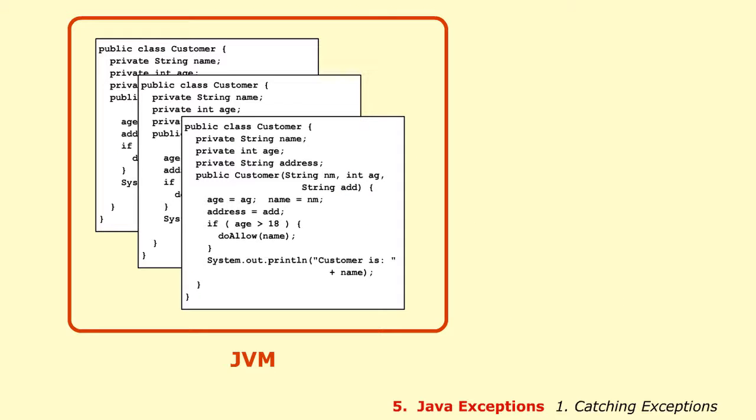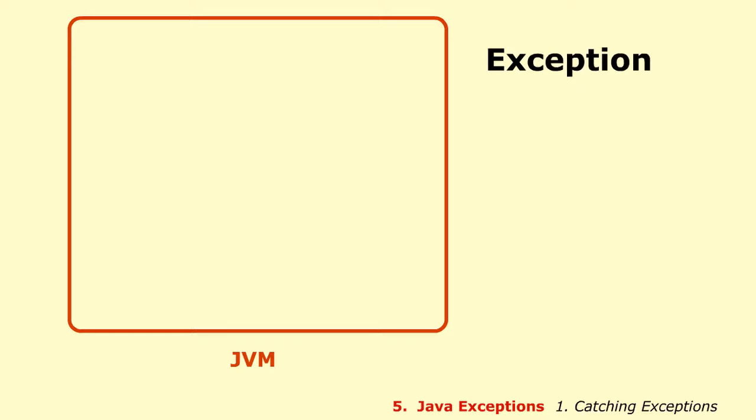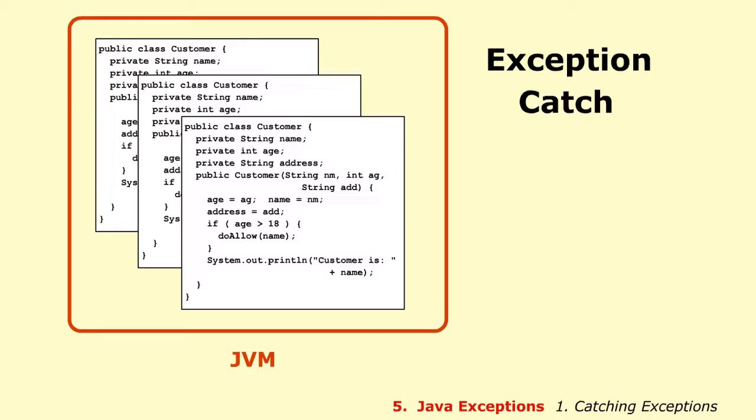In cases like these, the Java virtual machine will generate, or throw, an exception and terminate your program. However, you can catch these exceptions and handle the errors yourself, allowing your program to continue running. How is an exception thrown, and how do you catch it?